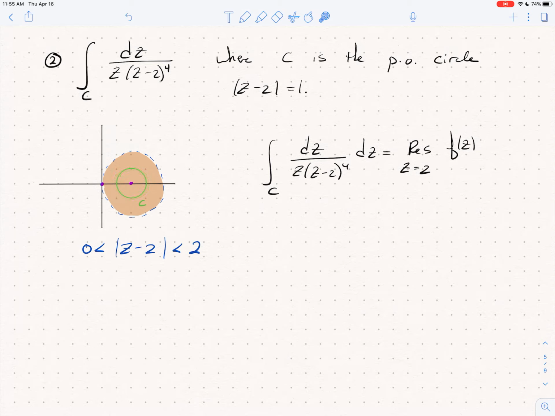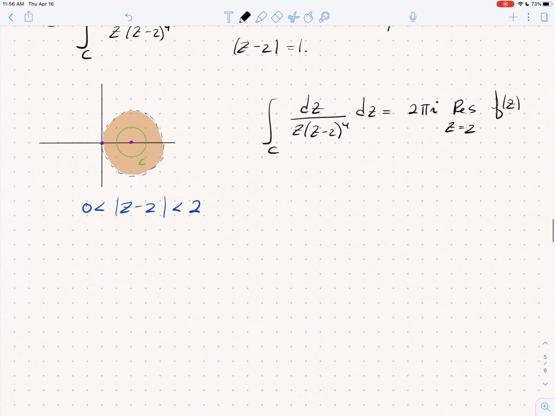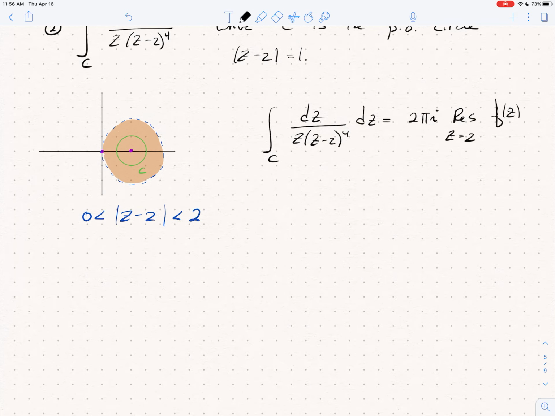And so instantly, because I'm analytic all the way out here, I know that this integral is going to be 2 pi i times the residue at z equals 2 of f of z. So it all comes down to finding the residue. Now in this case, I don't necessarily have the Laurent series for this function worked out, so I'm going to have to develop that from scratch. And so let's work through it together.